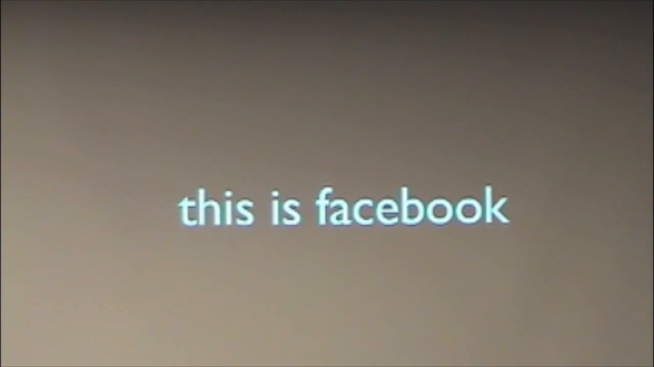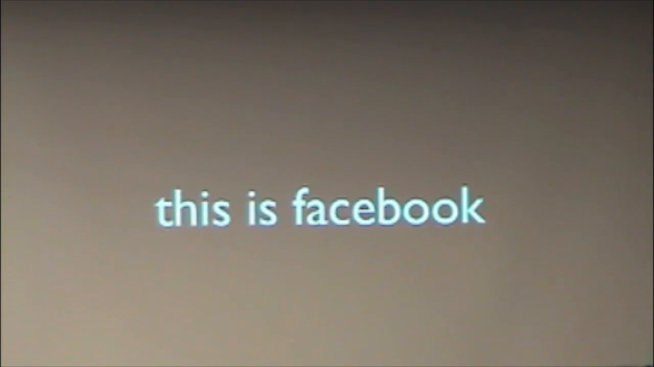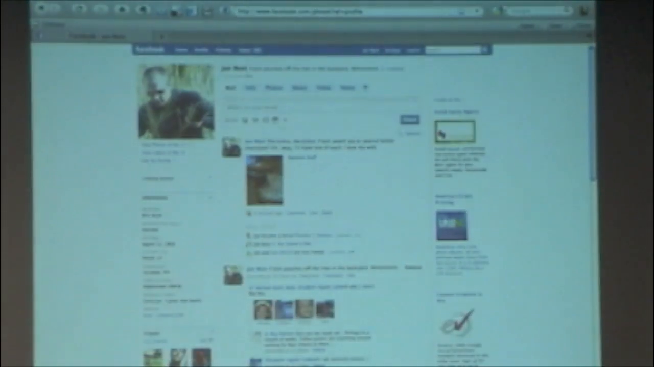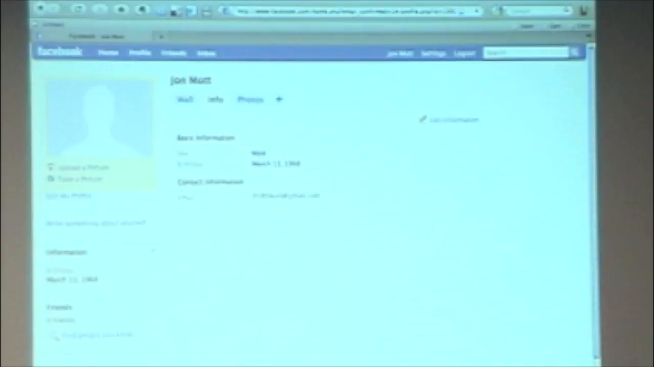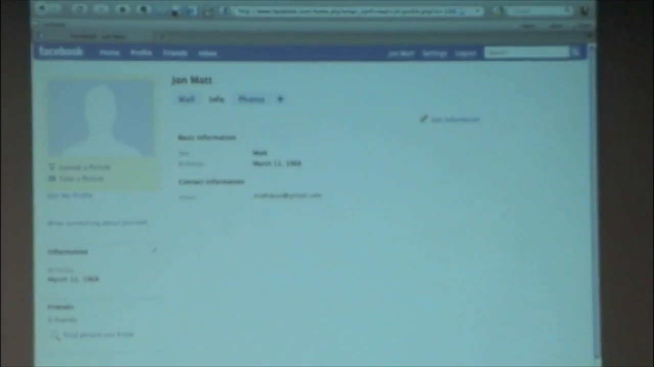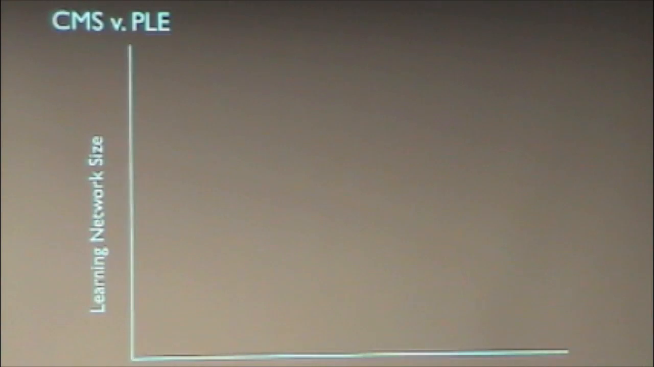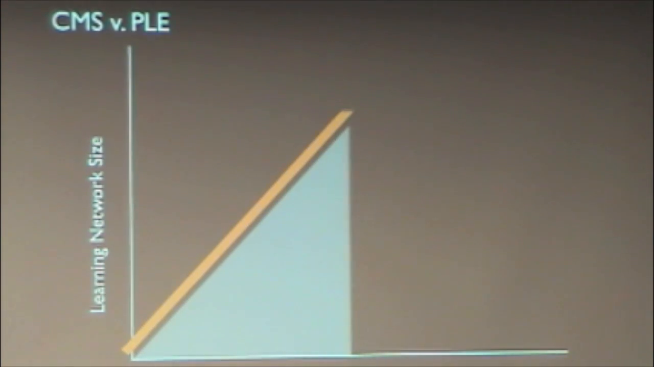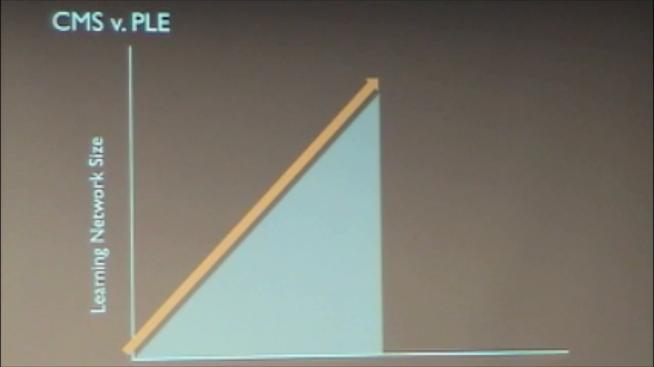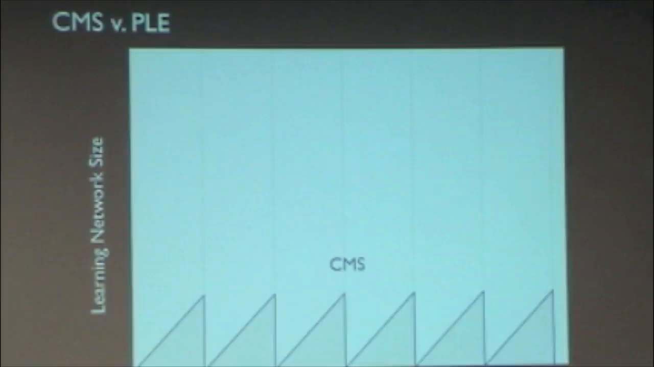I borrowed this a little bit from Dave Wiley. He said, if Facebook acted like a course management system, it would be a little kind of funny to us. This is my Facebook profile. This is Facebook on Blackboard. And let me tell you why. Because what happens every semester is, if this is my learning network and this is time, every semester I build a learning network with my fellow students for 14 weeks. And then this funny thing happens at the end of the semester, and they delete all my courses, and it's as if I never existed. And that happens over and over again.